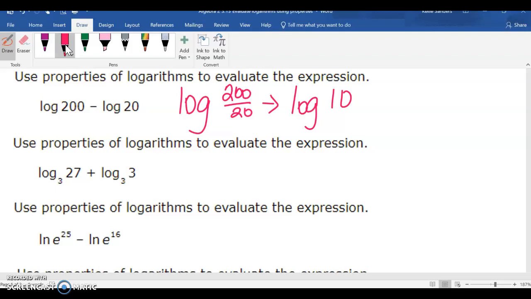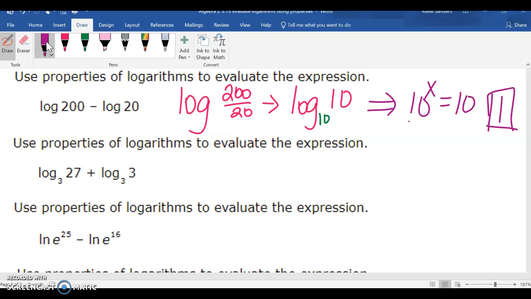Okay. Now, if we don't have a base, what is understood? A 10. So this is asking 10 to the what power will give me 10. And the answer is 1. Well, that was back up. I kind of forgot what I was doing.